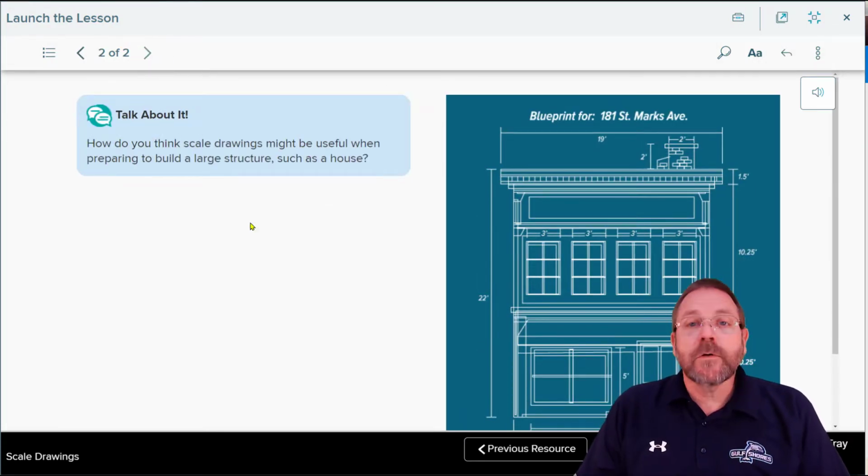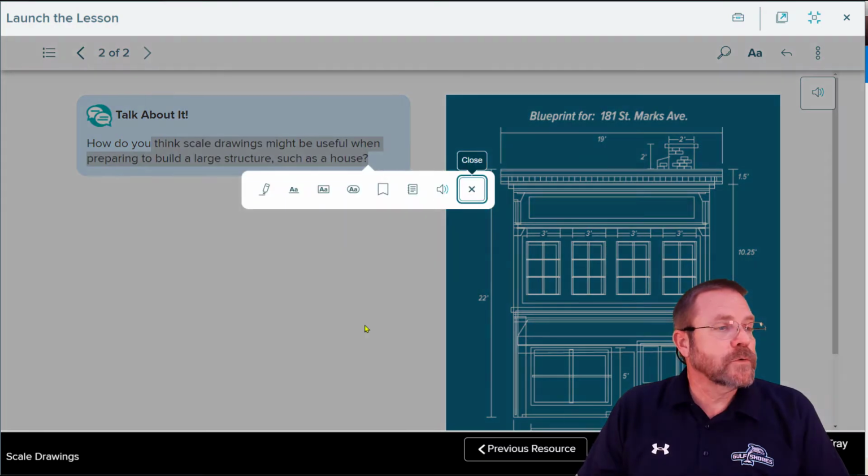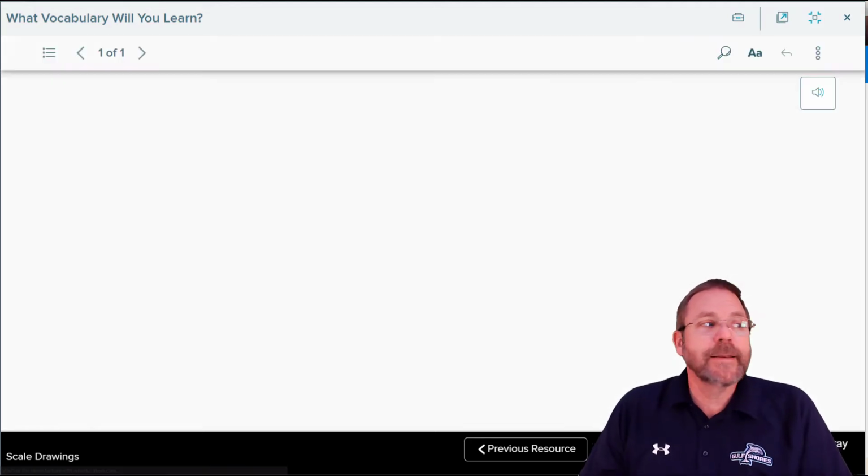How do you think a scale drawing might be useful when preparing to build a large structure such as a house? Well, these are the kind of things we're going to be learning about in this lesson.